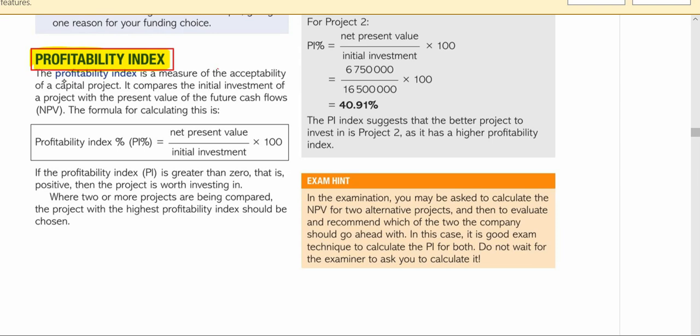Profitability index. The profitability index is a measure of acceptability of a capital project. So either we accept the capital project or not. It compares the initial investment of a project with the net present value of future cash flows. So how to calculate the profitability index, and how does it relate to whether the project is favorable or not?